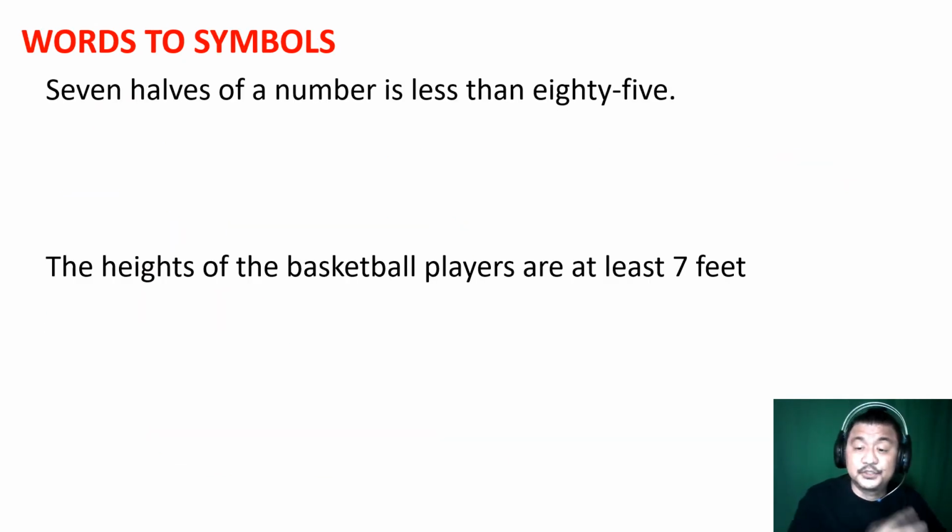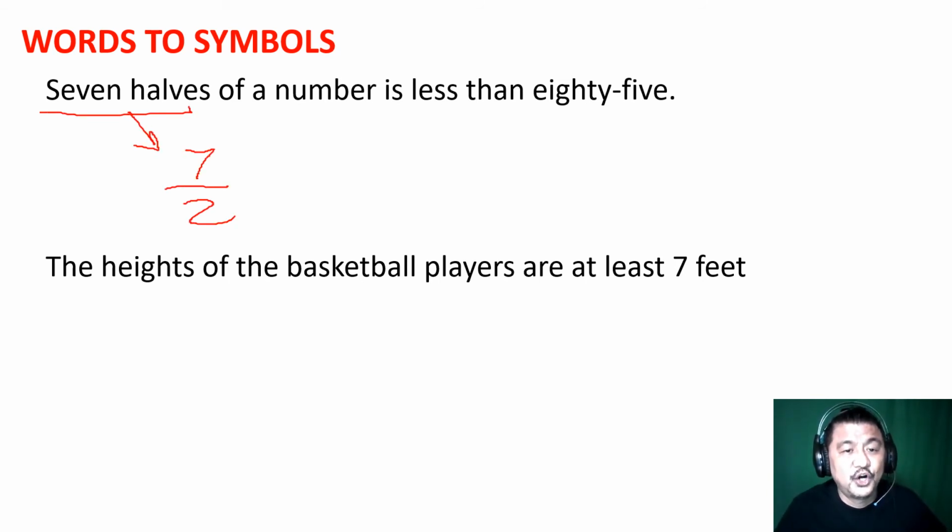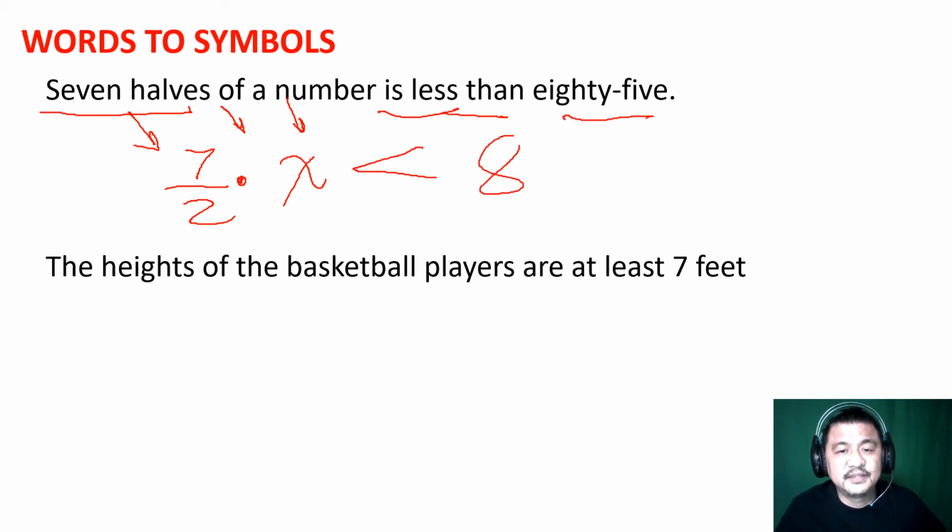Now let's do the opposite. We have the words. Let's make it symbols. 7/2. Oh, that's easy. 7/2 of means times a number x is less than. Okay, symbol less than 85. Easy, right? But if you multiply a variable, you can just write 7/2 x is less than 85. You don't need to write the symbol in between.